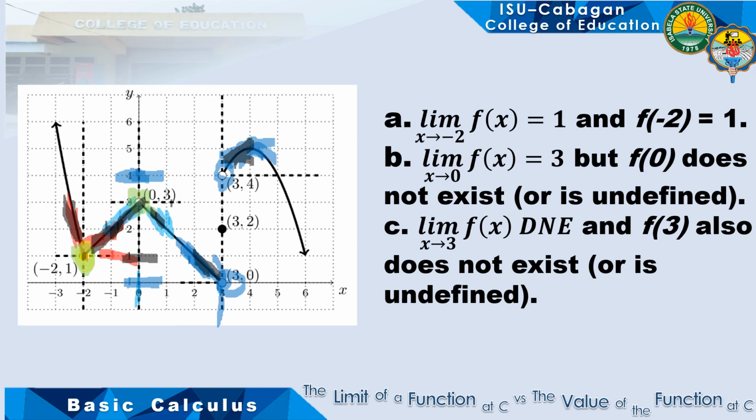Pero, malalaman natin yung value ni function sa given c, gaya dito, f of negative 2, shaded siya kay 1, therefore, ang value niya ay 1. Dito, si 0, f of 0 does not exist kasi walang shade yung value ng function dito. Ganun din kay f of 3.